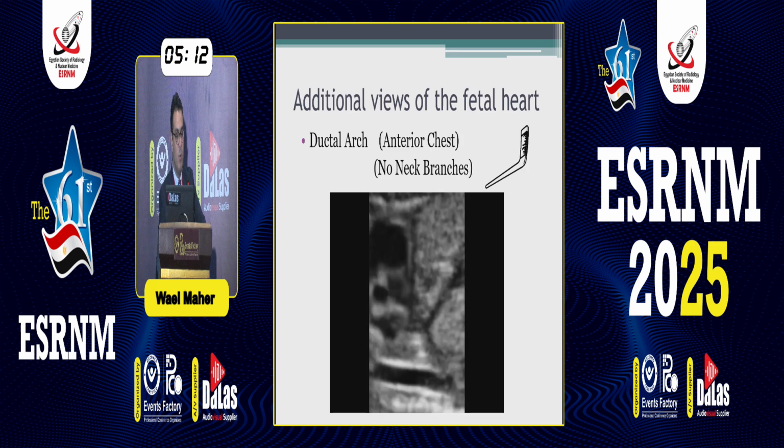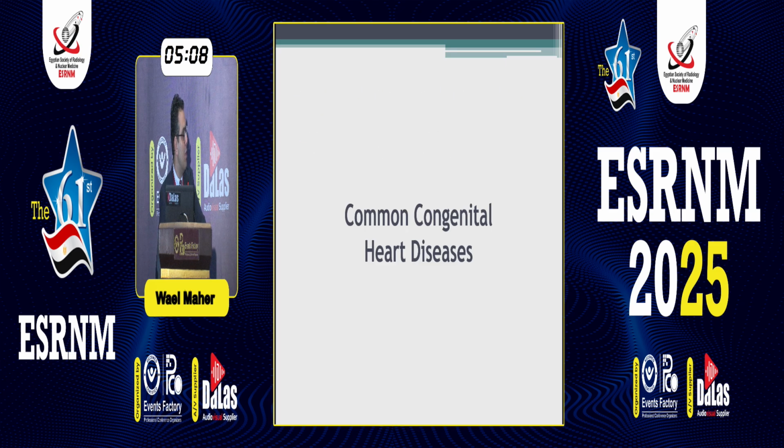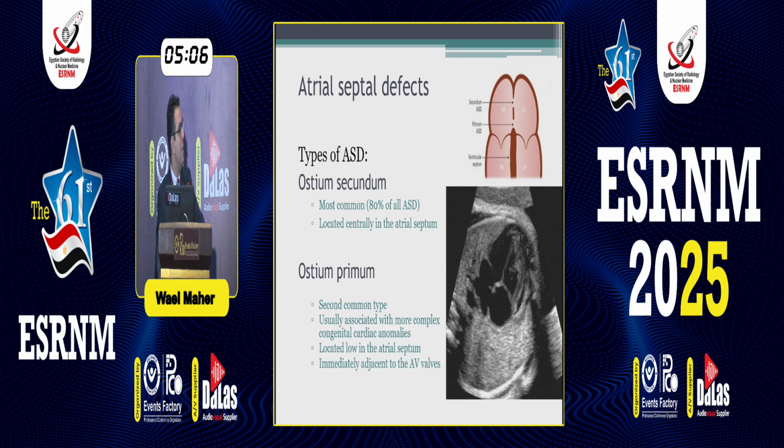The ductus venosus, ductal arch, you can see here, it's like the hockey stick with no branching like the aortic arch. Common congenital heart diseases like the ASD, that's very common, ostium secundum, and it's in the mid region of the septum, and usually it closes. Ostium primum, it can occur caudally or downwards near the ventricles.